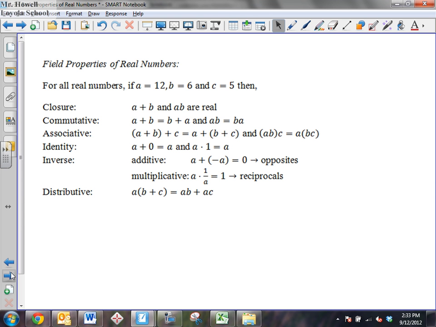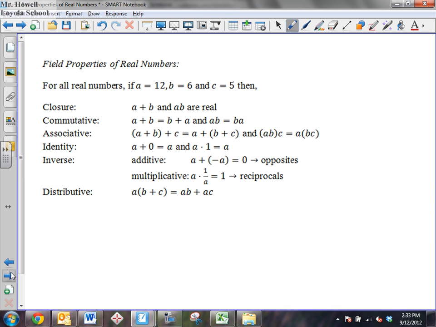So, for all real numbers we're talking about in this case, not imaginary. If, in this case, we had the three numbers 12, 6, and 5 for A, B, and C, if you want to know if a set is closed, it means that the operation results in another member of that set. For example, 12 plus 6. What is 12 plus 6? 18, right? Isn't 18 still a real number? So the real set of numbers is closed under addition. No matter what, if you add any two numbers, you're going to get another number that's real, right? So think about any real number whatsoever, add it to another real number, you still get a real number.